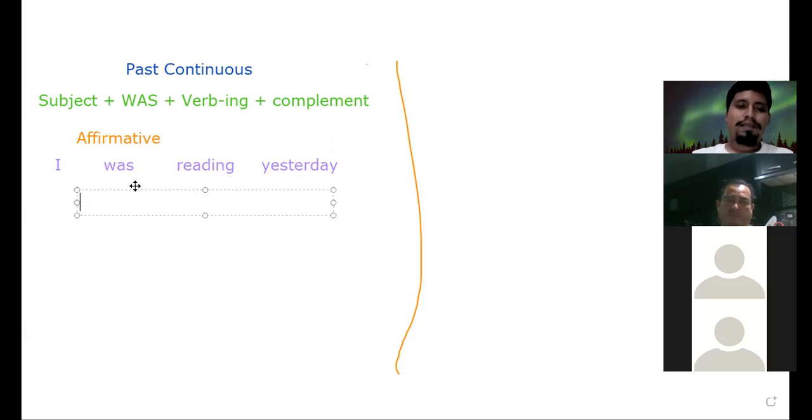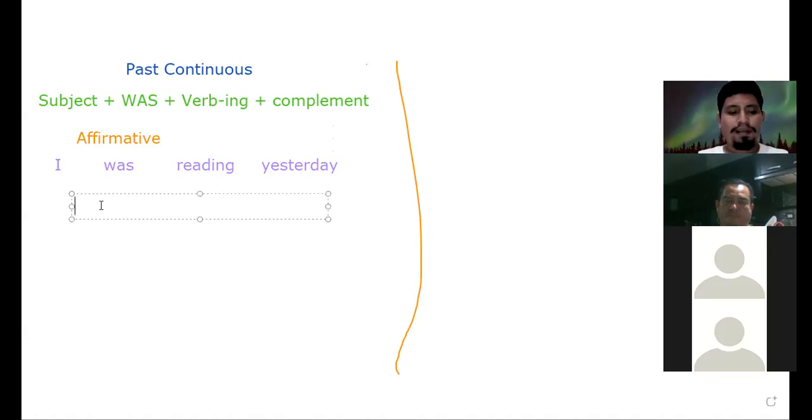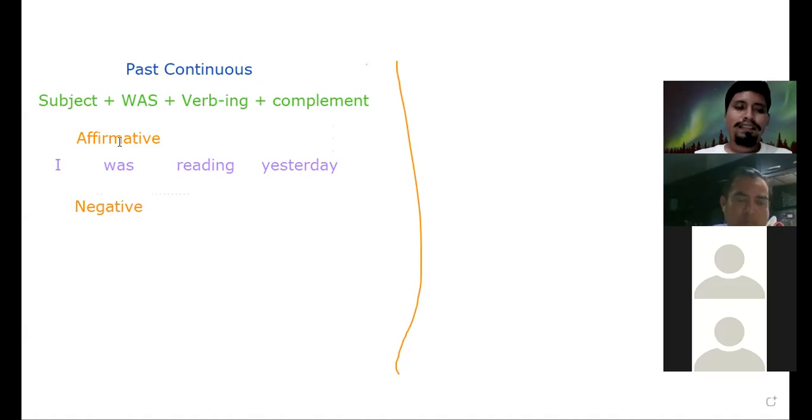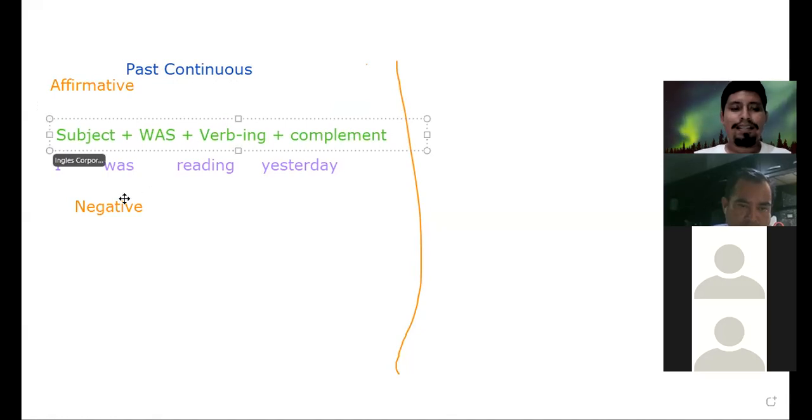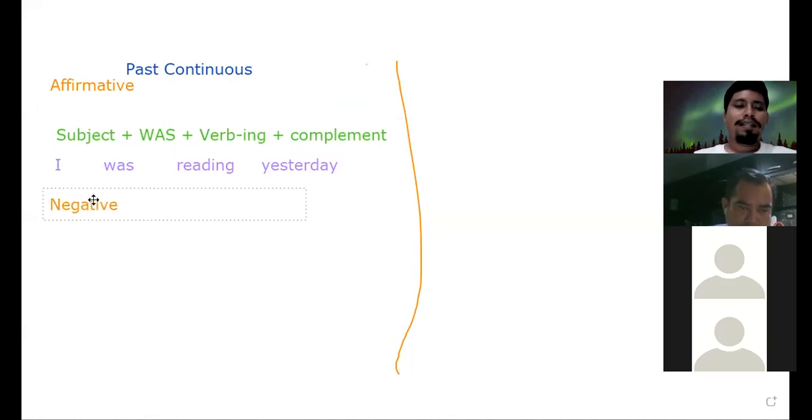In past continuous, as in the other tenses we have in English, we have three different forms of each one. We have the affirmative first, but we also have what are called negative statements. What is the difference between the affirmative and the negative? In negative sentences, we have to add the adverb not. When are we going to place that adverb?